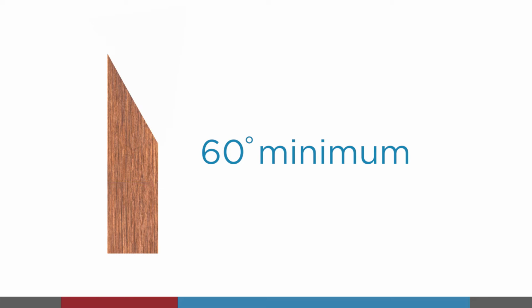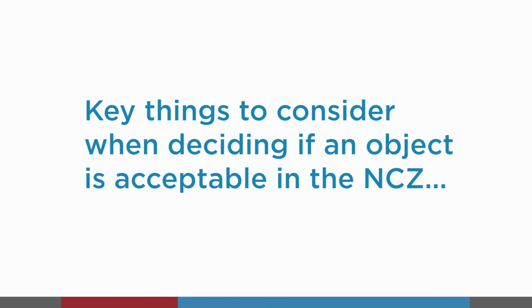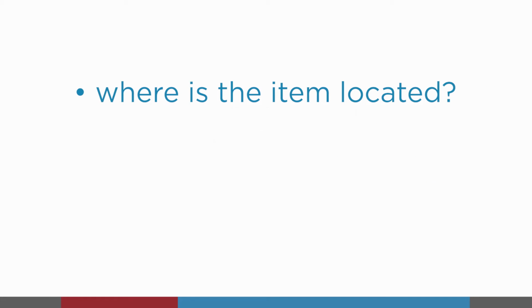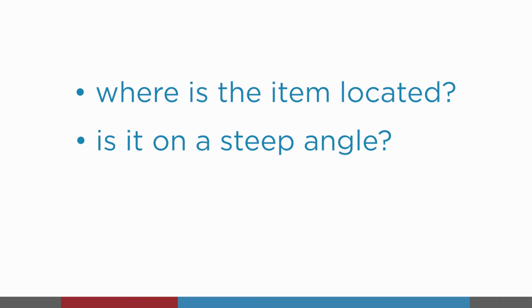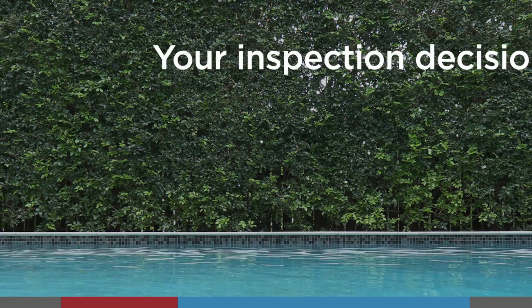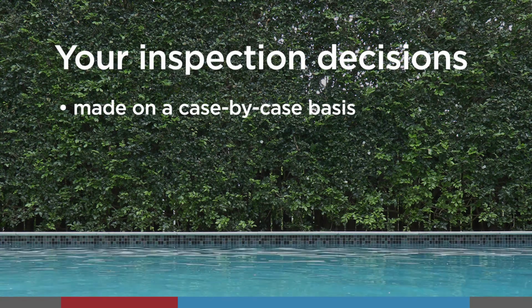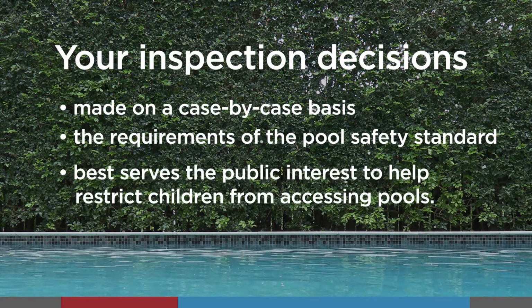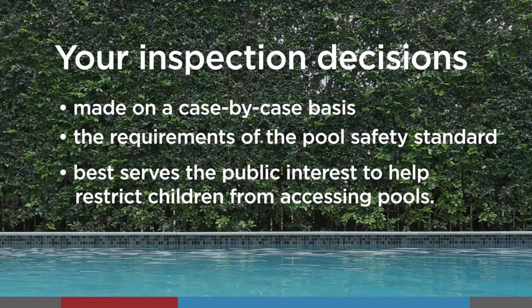The key things you need to consider when deciding if an object is acceptable in the non-climbable zone are: where is the item located? Is it on a steep angle that would prevent a hand or foothold? Will the item hold the weight of a young child, which is an estimated 25 kilograms? By working through these considerations, you will be able to make a reliable decision about whether the item is acceptable or not. You should consider each situation on a case-by-case evaluation and always be considering the safety of the public.